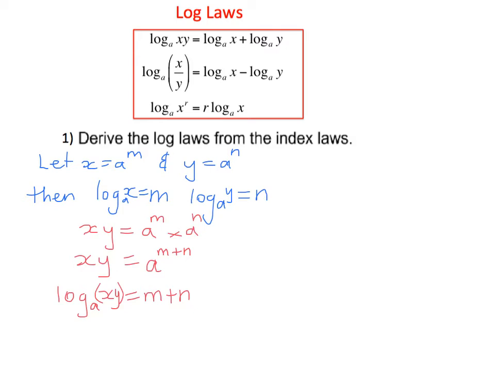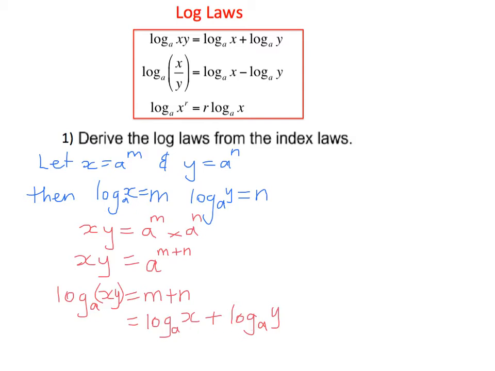Now remember, m equals log of x base a. So substitute that in for m, log of x base a, and n is equal to log of y base a. So that is log of y base a. And there we have the first log law. This is saying the log of x plus the log of y, if you're adding two logs together and they have the same base, that's equal to the log of the same base of the product of x and y.